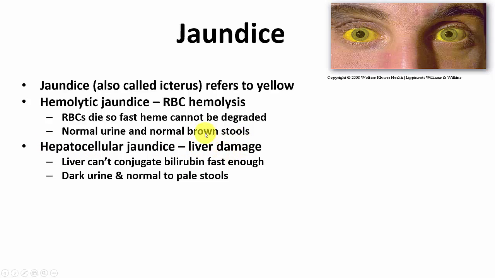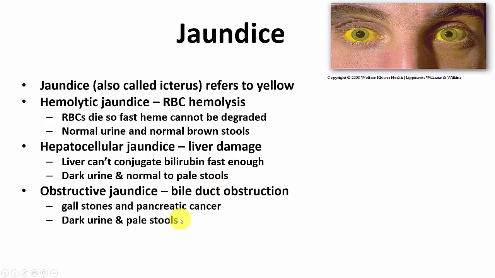Hepatocellular jaundice, that's where you have liver damage. So the liver can't conjugate bilirubin fast enough, so the liver's lost its function. Liver cirrhosis from alcoholism, various other drug problems can cause this, or even liver cancer. Dark urine and normal to pale stools. So the urine can still secrete the urobilin, so you wind up with dark urine, but you don't get it into the bile, so you wind up with very pale stools. And the doctors use that to see what's wrong with you.